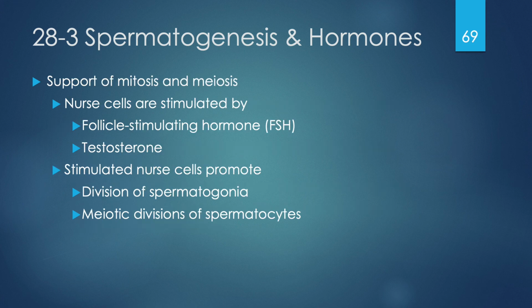Nurse cells are stimulated by two different hormones of the male reproductive system. The first is FSH, or follicle stimulating hormone, and the second is testosterone. So when nurse cells, or Sertoli cells, are stimulated, they will be able to promote the division of spermatogonia and also the meiotic divisions of spermatocytes.